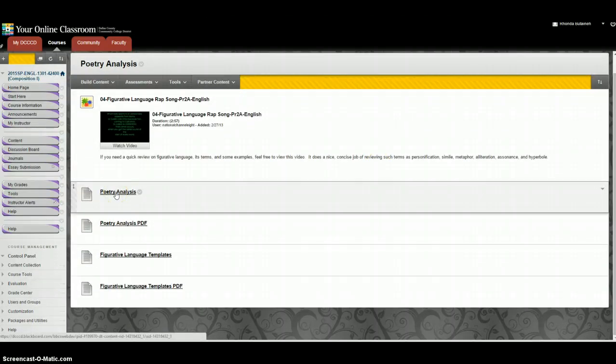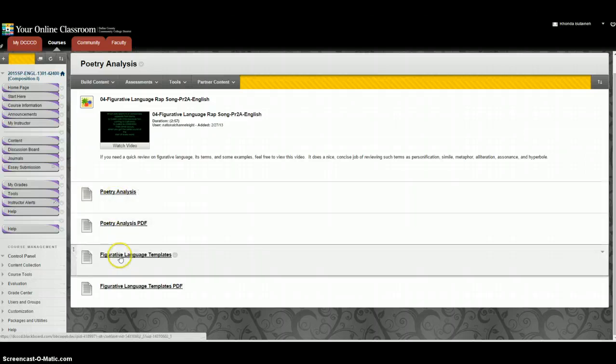The poetry analysis has the 2 poems that you will read and analyze, and then there's this figurative language template which kind of guides you and teaches you. It's one method on how to properly embed figurative language. Like if you're going to talk about the simile, it's a nice way to teach you how to discuss similes.